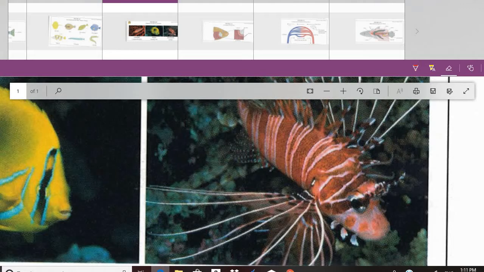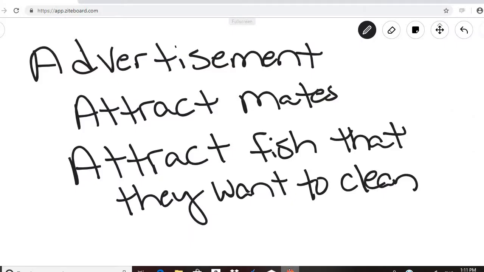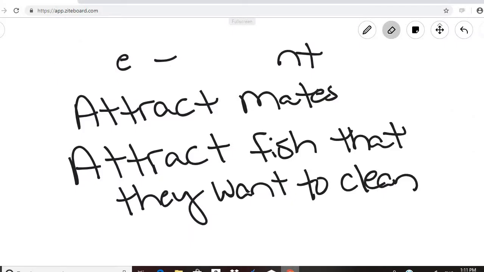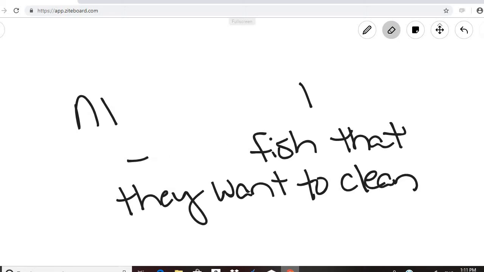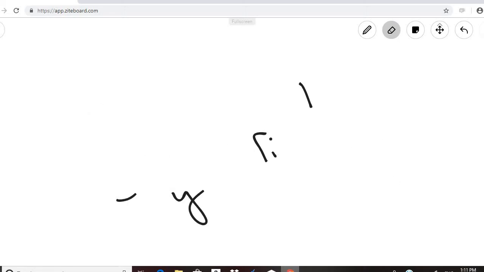Okay, we're going to spend the rest of our time now talking about some general characteristics of all of these fish in terms of their anatomy and physiology. And then we'll finish up with talking about some of their behaviors. So let's start with talking about feeding.